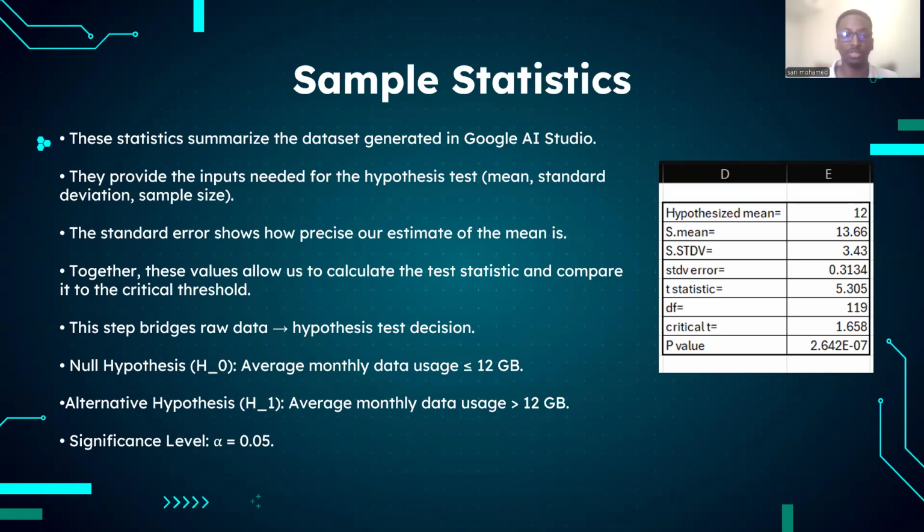Our null hypothesis here is that the average monthly data usage is less than or equal to 12 gigabytes, and our alternative hypothesis is that the average monthly data usage is greater than 12 gigabytes. Our significance level is 5%.